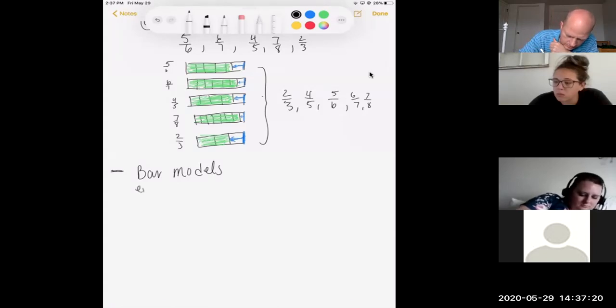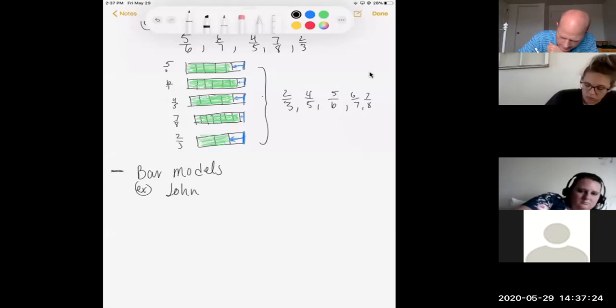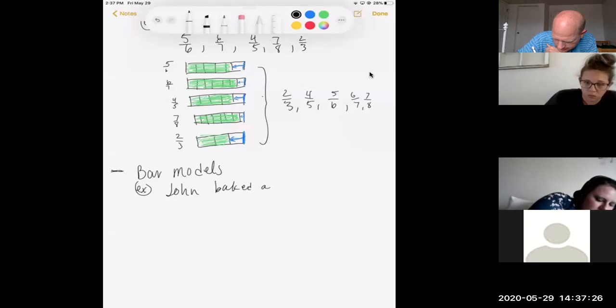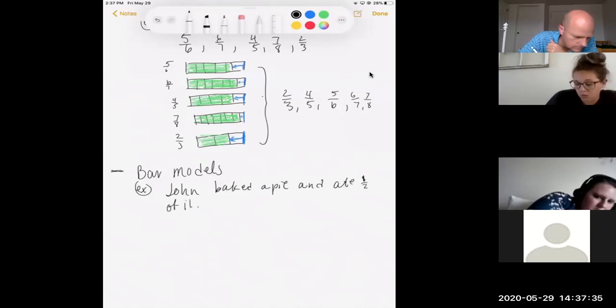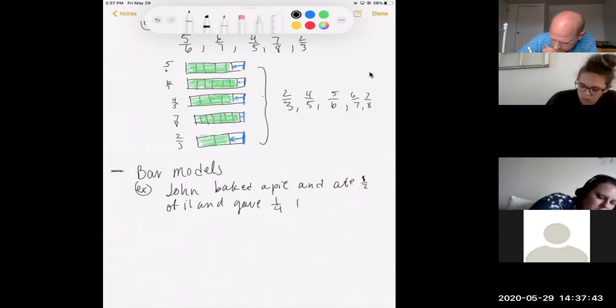So in this example, John is baking a pie. So he baked a pie and ate half of it. Then he gave a fourth to his brother. So nice, right? What fraction of the pie does he have left?